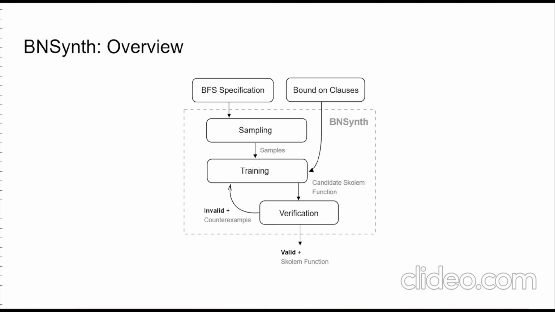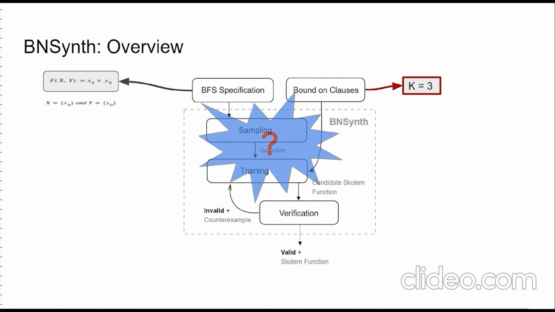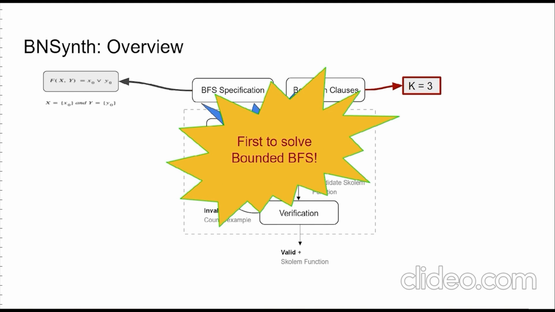Let us look at the overview of our tool architecture, BNSynth. BNSynth takes two inputs, the BFS specification and the bound on the clauses. For example, consider the BFS specification to be F(x, y) equals x0 or y0. And say we put a bound on the number of clauses to be k equals 3. The question here is, can we learn a skolem function within the specified bound? BNSynth is the first tool, to the best of our knowledge, to solve the BFS problem by specifying a bound on the number of clauses.